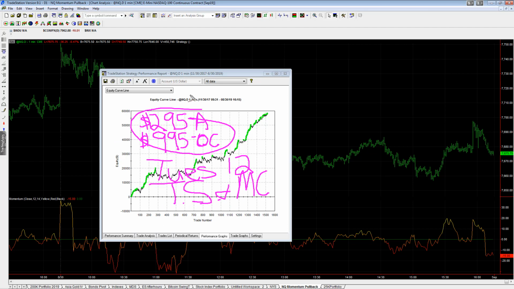So that is the update for the NQ momentum reversals and what I'm going to be trading this week, what I'm going to be looking at. Look forward to seeing how this market responds in September, and it should be very interesting as we've started out with a big gap down on Sunday night to mimic what we saw last week.